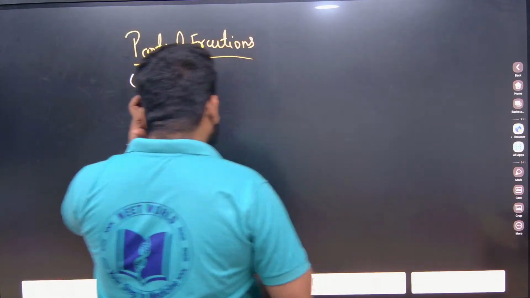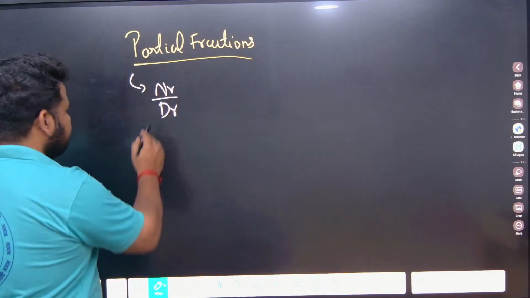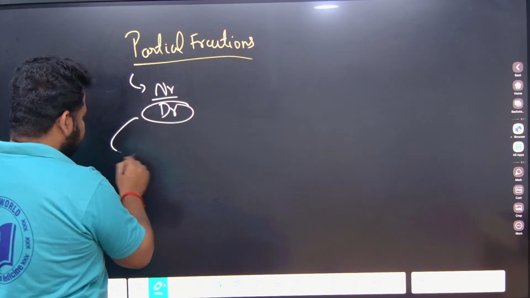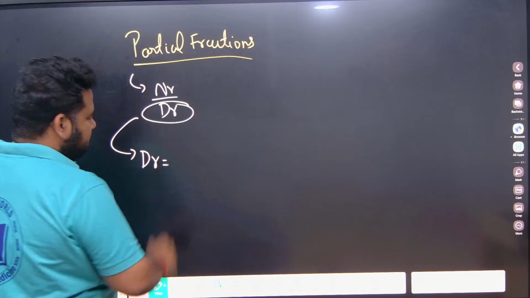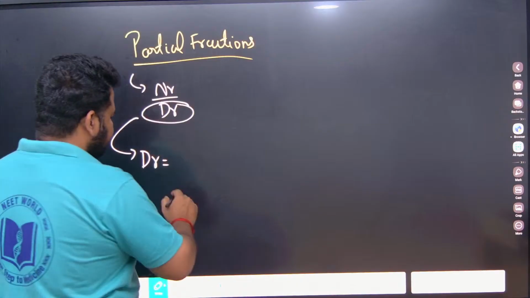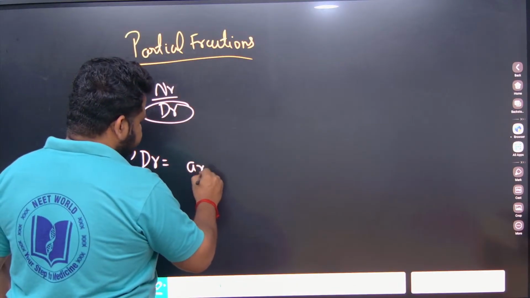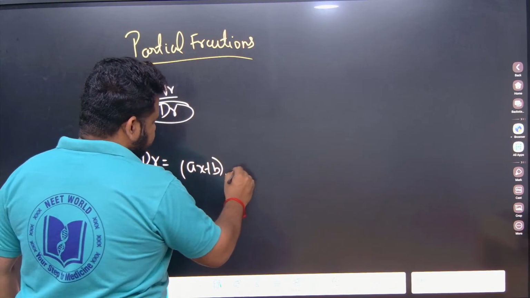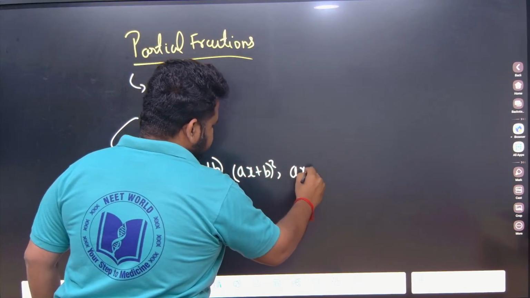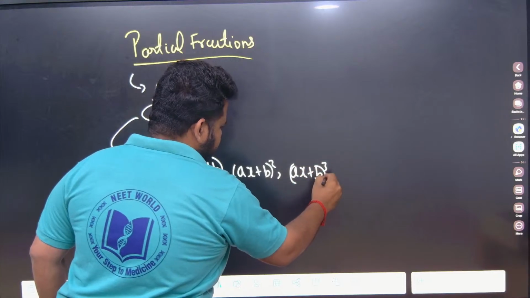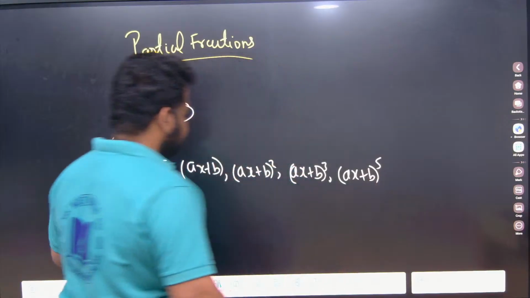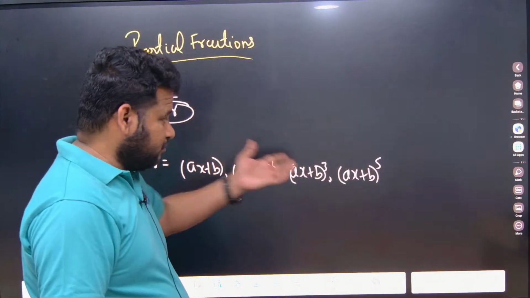See here, numerator by denominator. The most important thing is how the denominator will be, that is, the various forms of denominator that we can have. The denominator can be linear, quadratic, biquadratic, cubic, anything. It can be of the form ax plus b, or ax plus b whole square, ax plus b whole cube, or even ax plus b to the power of 5. Usually they will give square, cube, up to 4, sometimes up to the power of 5.